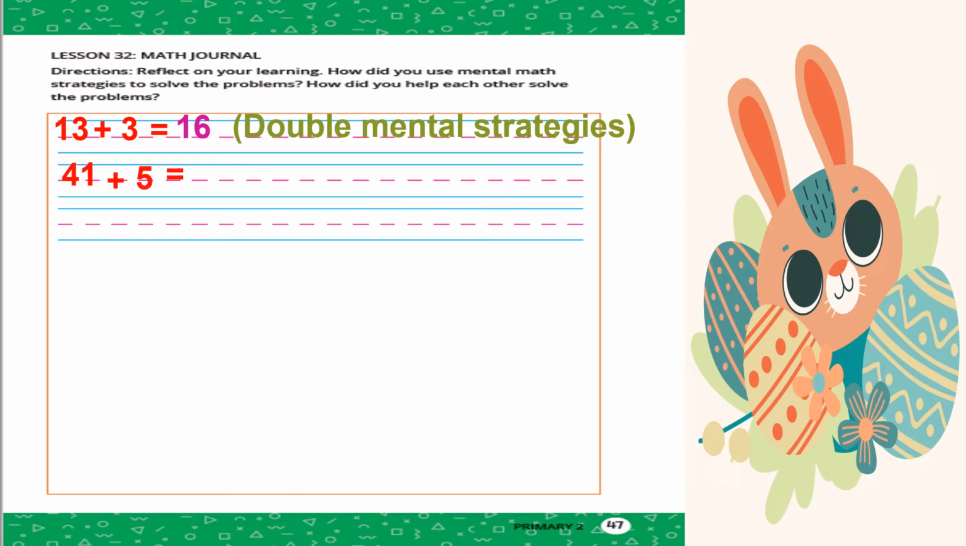41 plus 5. Now we will use the counting on strategy. So we will go forward 5 steps. After 41, 42, 43, 44, 45, 46.